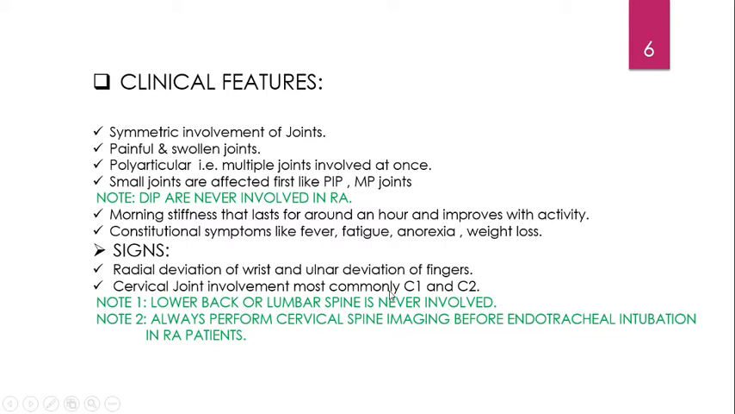Another thing is that there is cervical joint involvement, usually C1 and C2. Note, it is very high yield that the lumbar spine or lower back is never involved in rheumatoid arthritis. And the second thing to be noted is that whenever a patient with rheumatoid arthritis is going to have surgery for anything, and he has to be given anesthesia or endotracheal intubation, then in both of these cases you should do cervical spine imaging to be certain that there is no involvement of cervical joints.